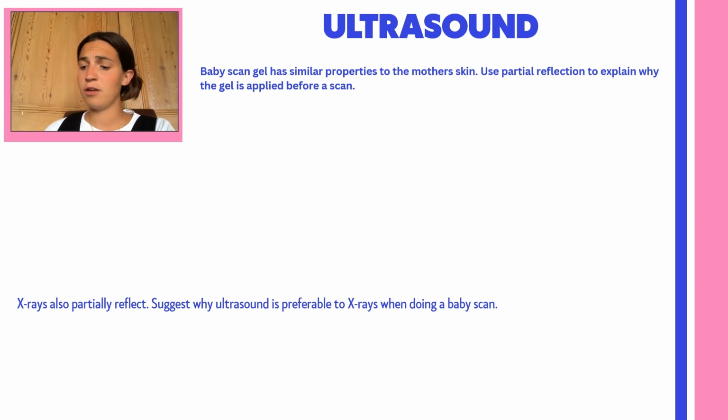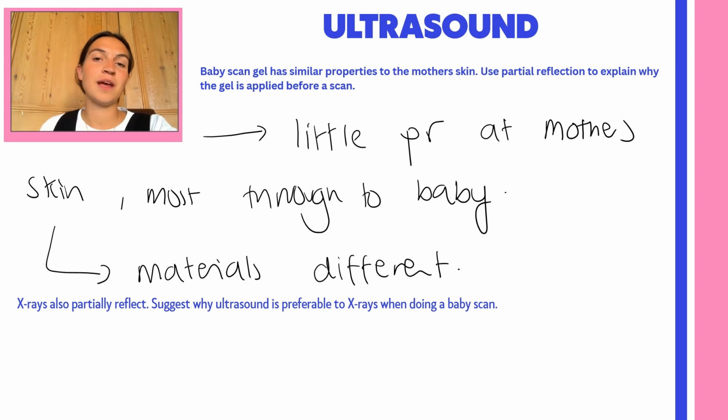The reason that you might want your mother's skin to have a similar property to the baby scan gel and therefore be similar materials in terms of partial reflection is then you can't get much partial reflection, and that is going to be a good thing because we need the ultrasound to actually make it through the mother's skin and mostly travel towards the baby. Okay, so it's no good having loads of partial reflection just at the surface of the mother's skin.